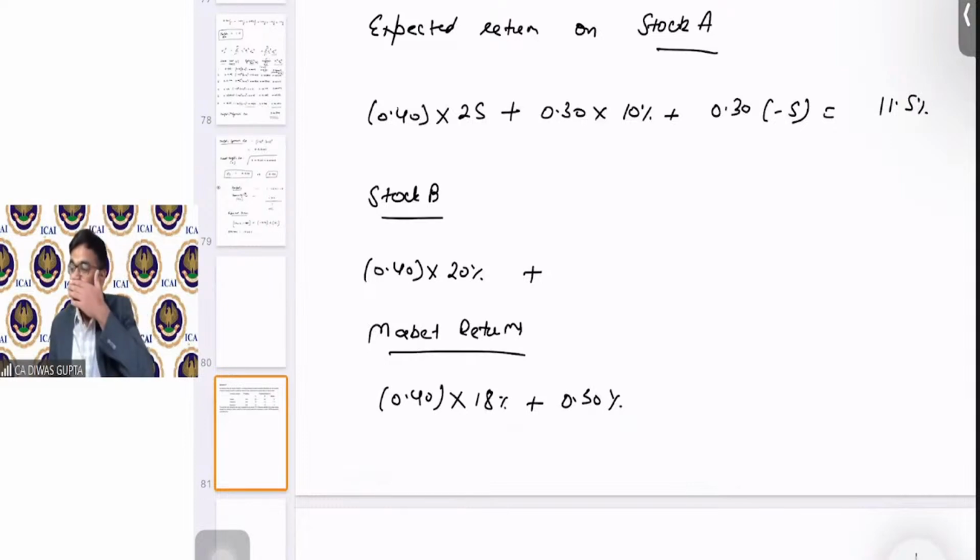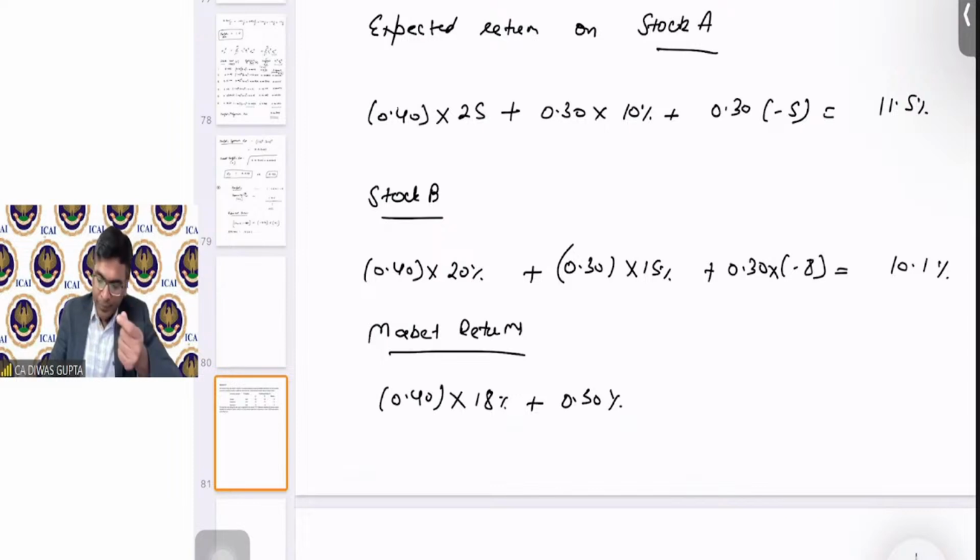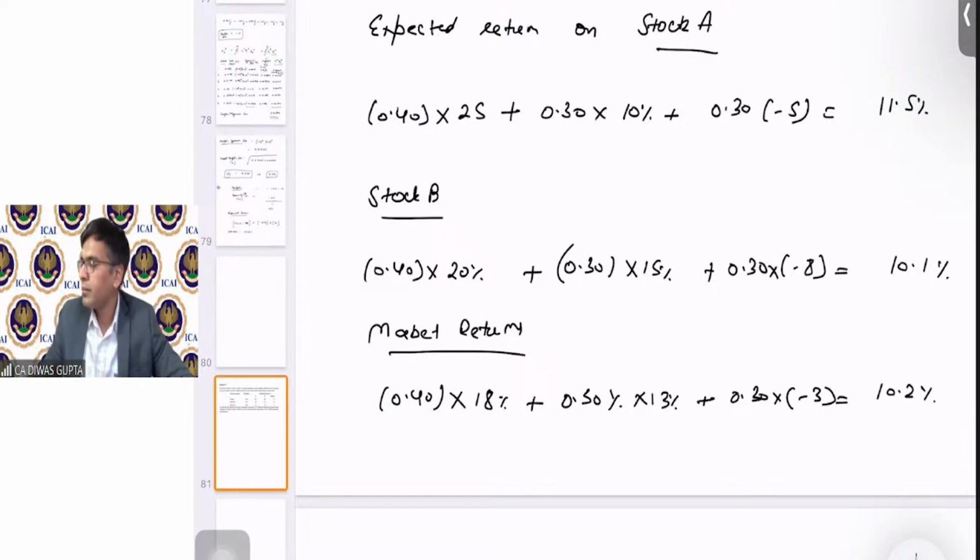Wait, students. So for B, it is 0.4 into 20%, 0.3 into 15%, then again 0.3 into -8, which is actually 10.1 percentage. For market, 0.4 into 18%, 0.3 into 13%, and then finally 0.3 into -3, which is actually giving 10.2 percentage. Yes, Tanisha. Thanks for that. I have corrected it.